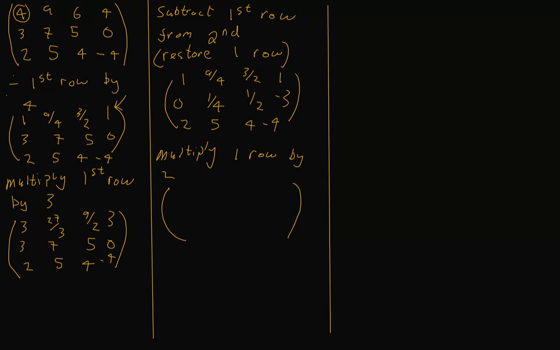So the first row by 2, we're going to get 2, 9 over 2, 3, and 2. 0, 1 over 4, half, negative 3, 2, 5, 4, and negative 4. Okay, then we're going to subtract the first row from the third row and restore the first row, to pivot this, to get this to 0.